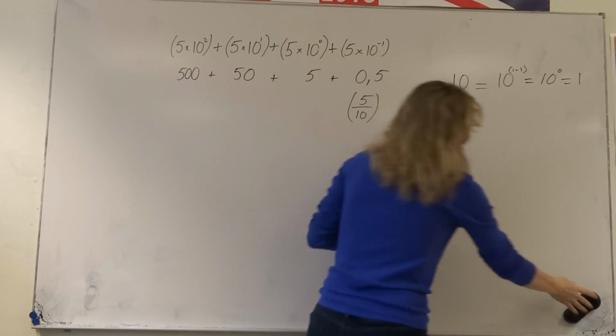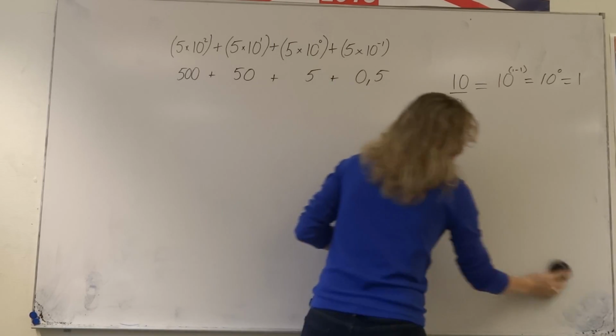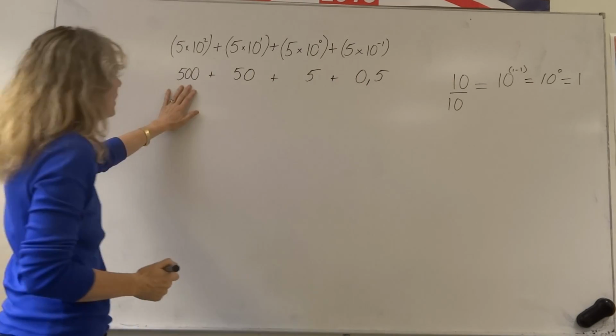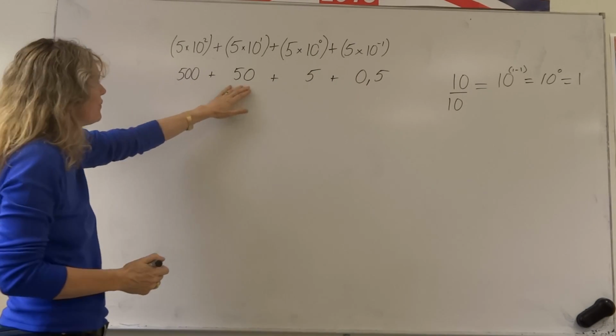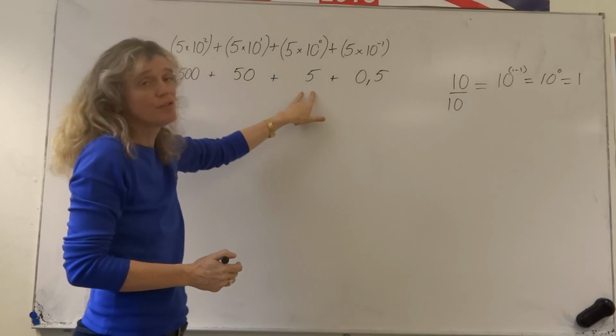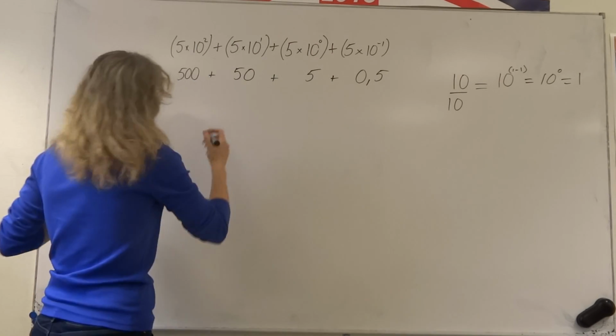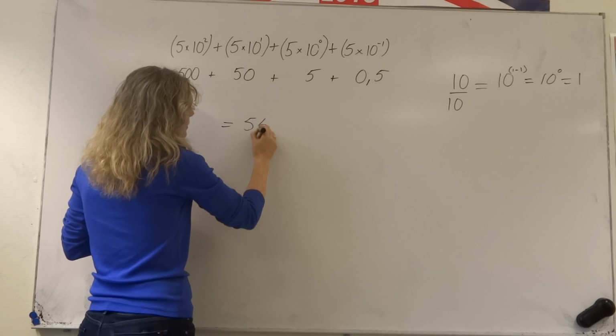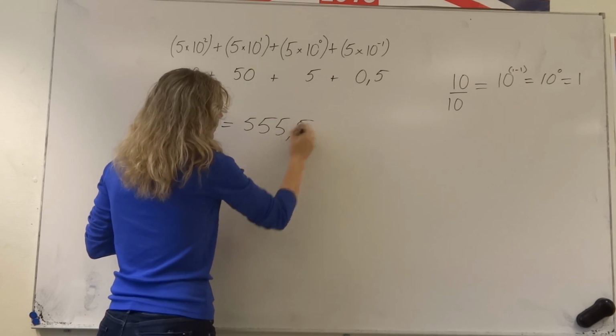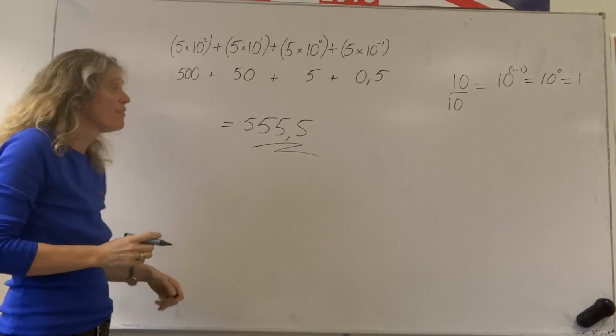Now we've got all the numbers here as real numbers. And now we just add them. Here we'd have 500 plus 50, 550, 555, 555 and a half. So the answer to this one would be 555 and a half.